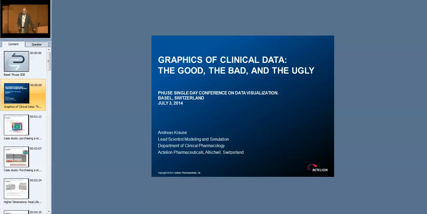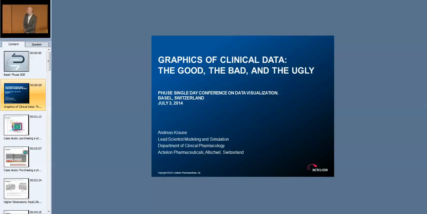Right, so I'm going to talk about graphics of clinical data. We're going to bridge now the general principles we got to hear about a little bit in the beginning to applications to clinical data. And I'm going to talk about particular examples, inspiring examples, something we can learn from, that is good graphics, bad graphics, and also ugly graphics. We will see each of those later on.